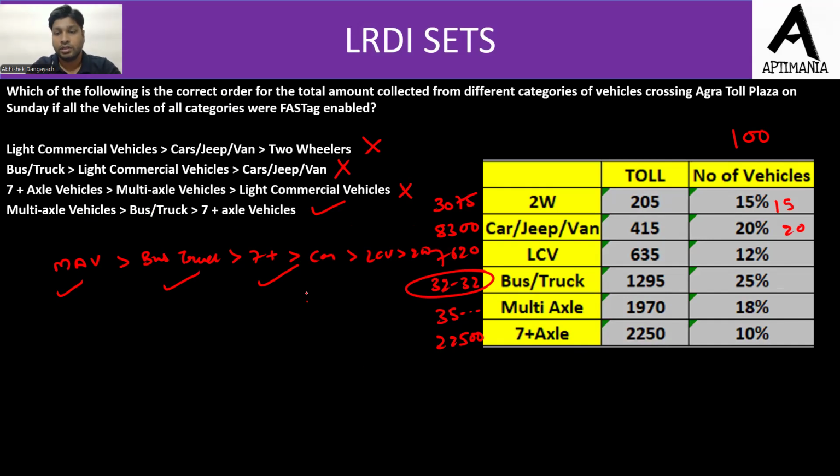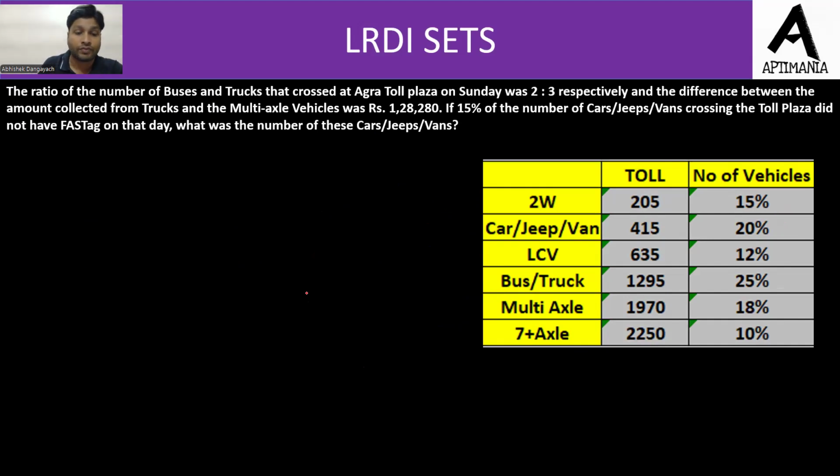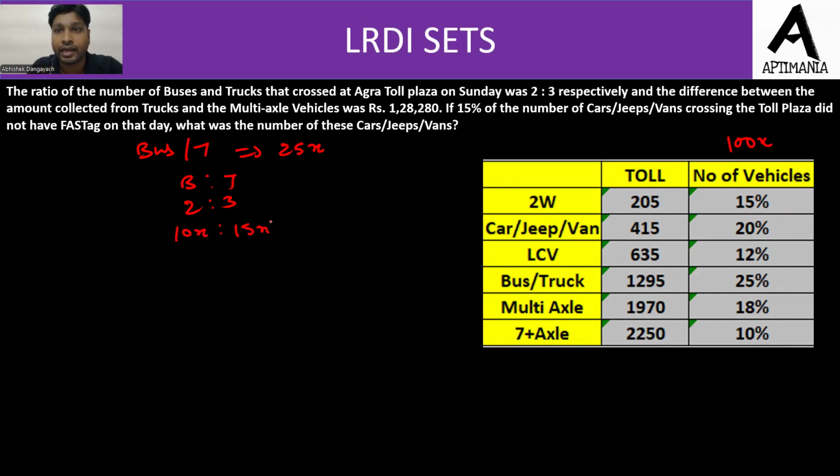And last question. So just a second. The last question says the ratio of the number of buses and trucks that cross the Agra toll plaza on Sunday was 2:3. So out of this bus truck category, let us assume the total number of vehicles to be 100x again. So in the bus truck category, the total number of vehicles is 25x. Out of this 25x, the ratio of bus to truck is 2:3. That makes it 10x buses and 15x trucks. We have done this so far.